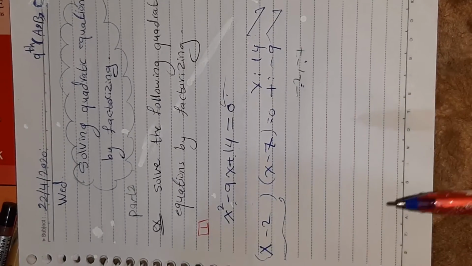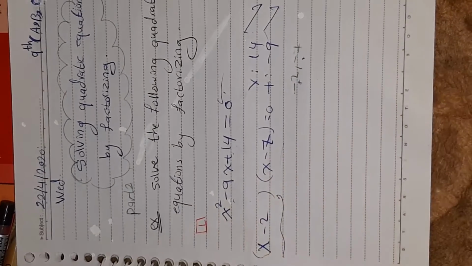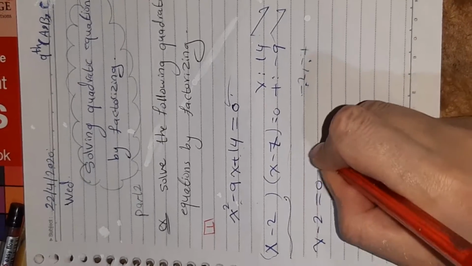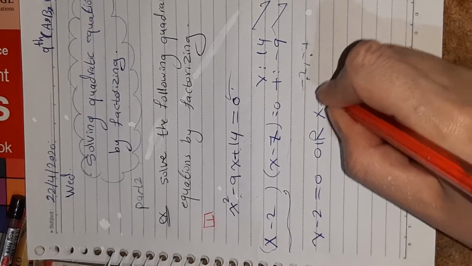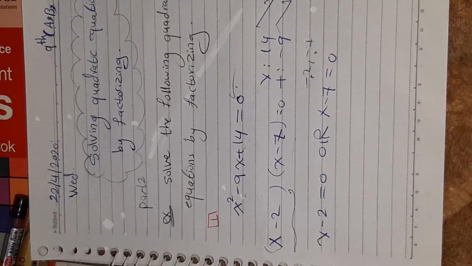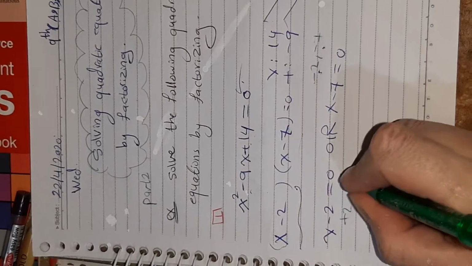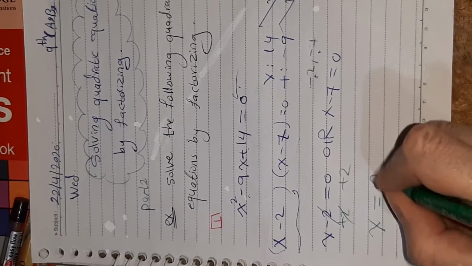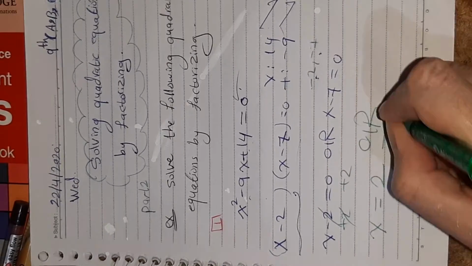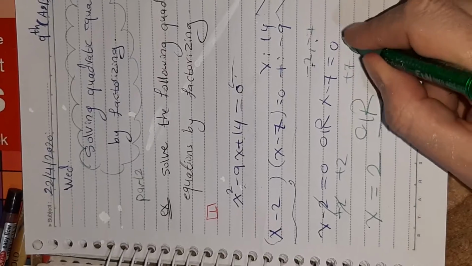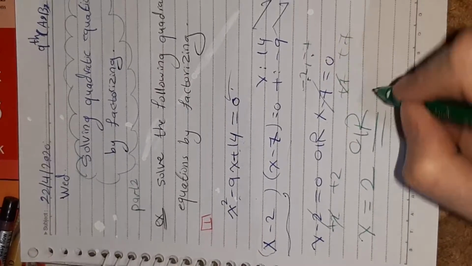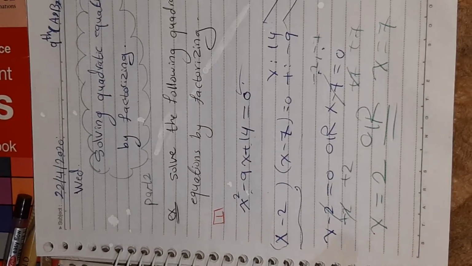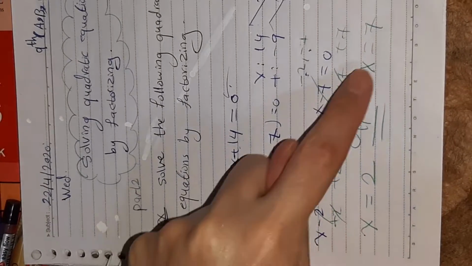This one equals 0 or this one equals 0. x minus 2 equals 0 or x minus 7 equals 0. Plus 2 on both sides, the 2s cancel, so x equals 2. Or plus 7 on both sides, the 7s cancel, then x equals 7. So here x could be 2 or x could be 7.